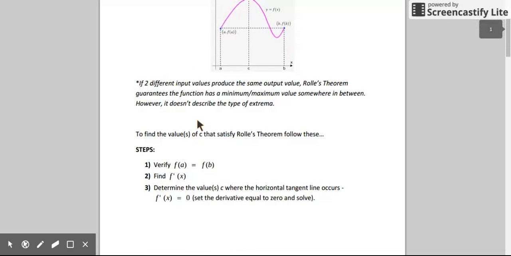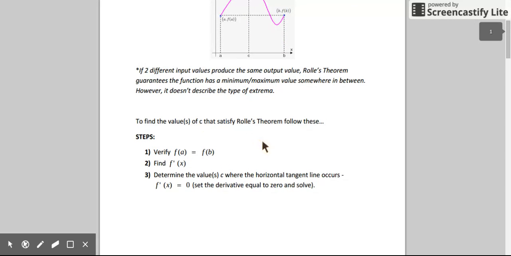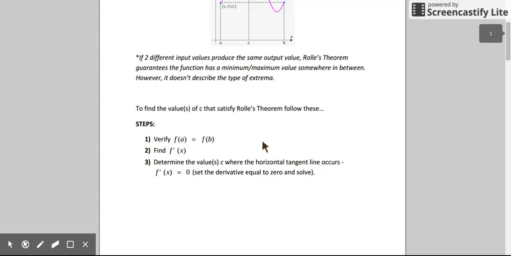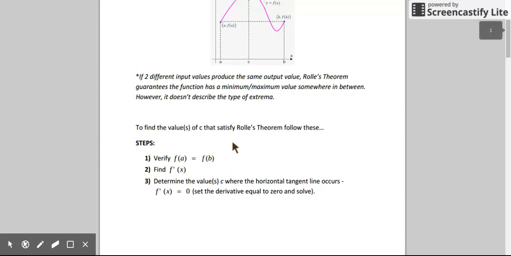So let's do some examples. Sometimes we're asked to satisfy Rolle's theorem. So we're going to do 2 different things. First, we're going to verify that 2 different inputs give us the same output. If that occurs, then we know we can find a minimum or maximum. So we're going to find the derivative of the function and then set the derivative equal to 0 so that we can solve for the point at which this extrema is occurring.